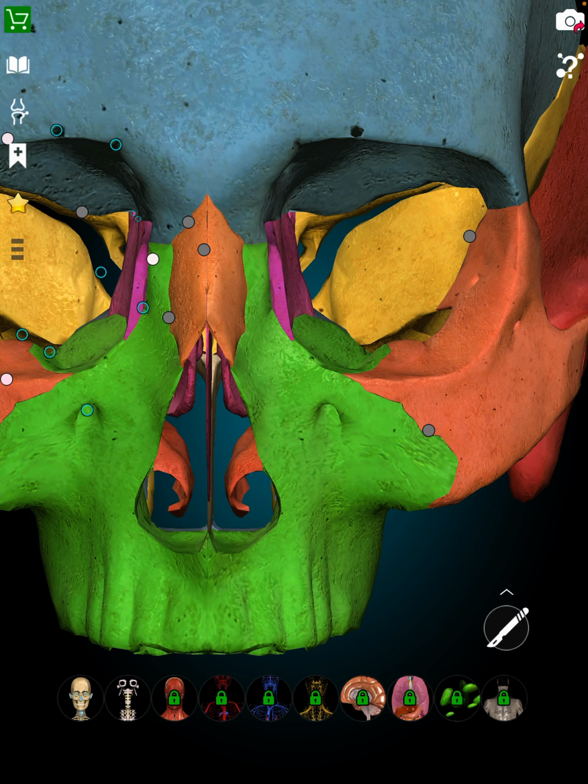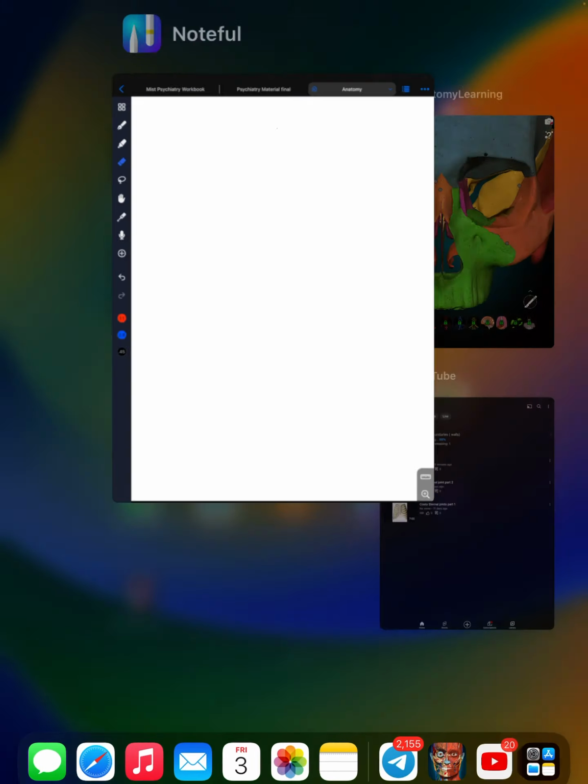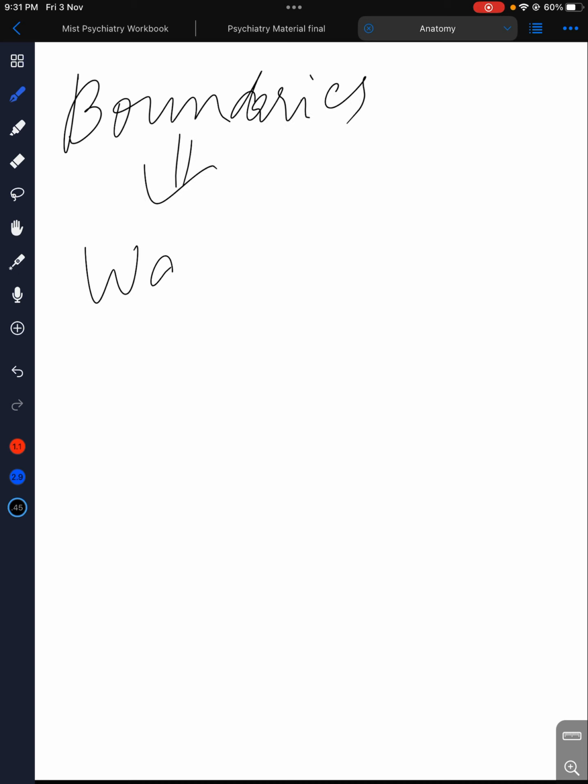Now we are going to look at the connections of the orbit. Before we go into the topic of connections, we have to understand what exactly a connection is. Previously we saw the boundaries. Boundaries are what we call walls.